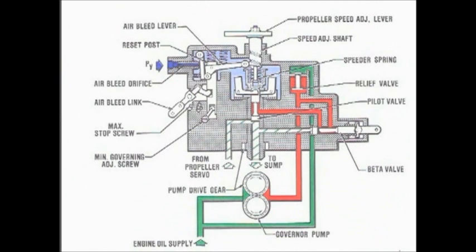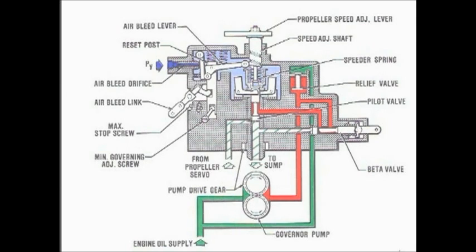This picture of the schematics of the governor is in the feathered position. When the propeller control is placed in the feathered position, the pilot valve right here is raised mechanically to decrease the oil pressure at the propeller.